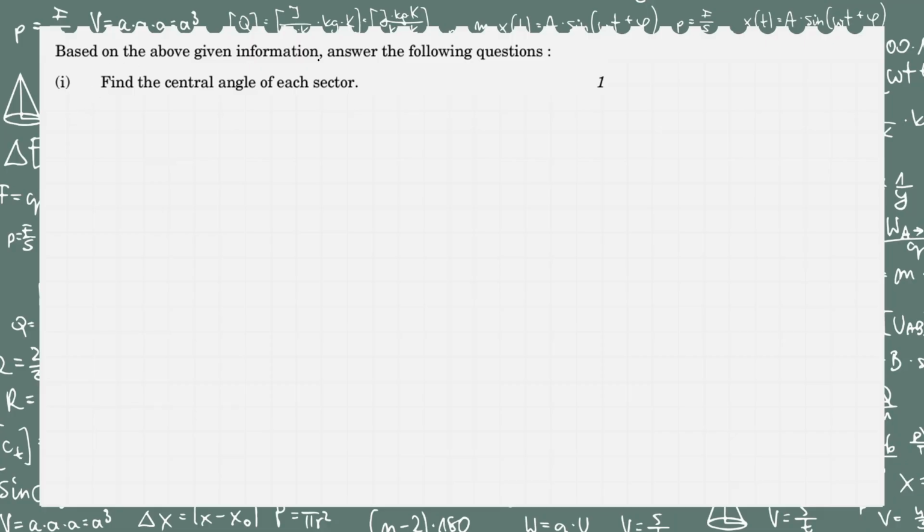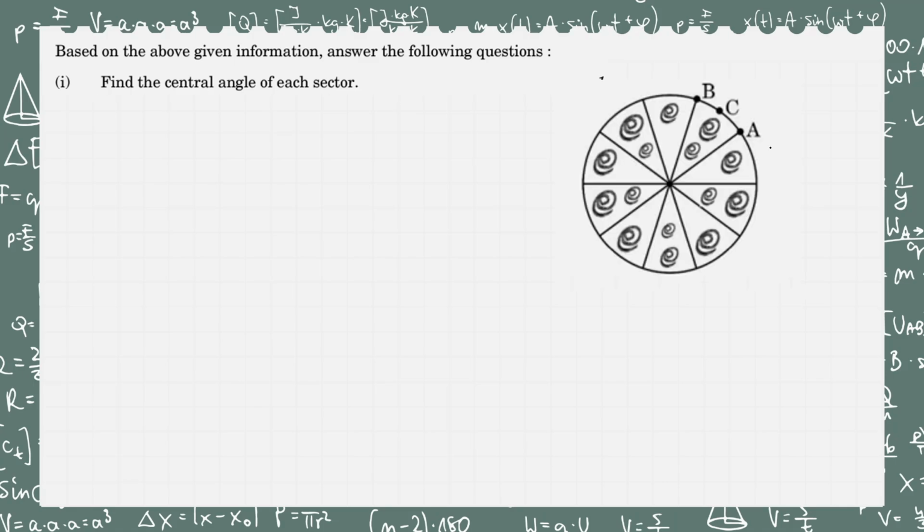Let us see sum number 1. Based on the above given information, answer the following questions. Find the central angle of each sector. Okay. See, I have pasted the same brooch design here. The 5 diameters are drawn in such a way that these 5 diameters create equal sectors, 10 equal sectors. Okay. So 10 equal sectors are formed.